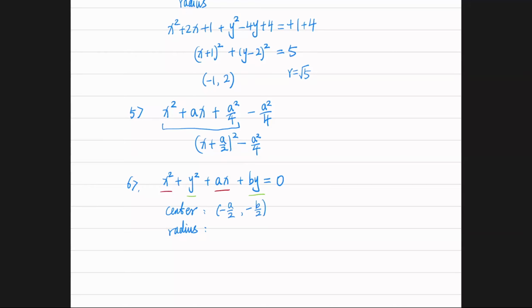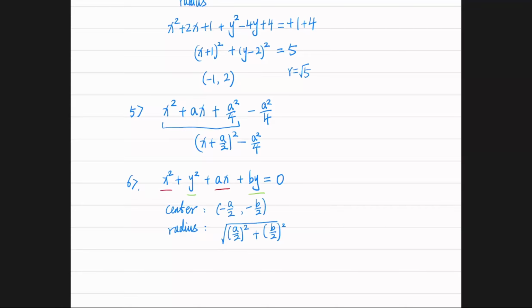What's the radius? Is it the square root of a over 2 squared plus b over 2 squared? Yes, that's what I got too. What did you get? I got the center equals negative a over 2 and negative b over 2. Yes, that's correct, Aaron.